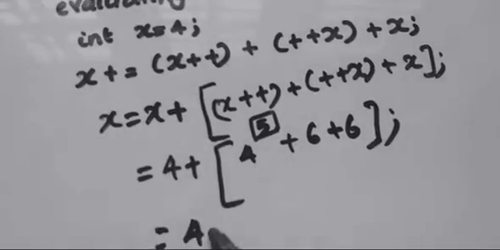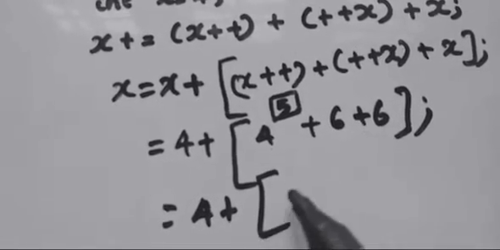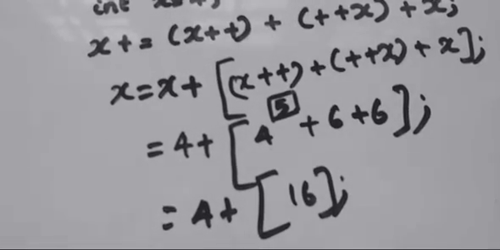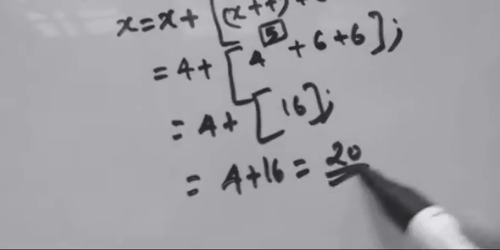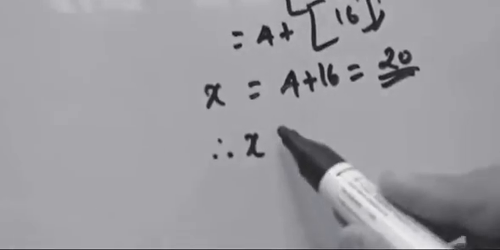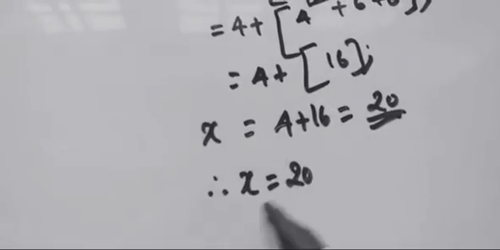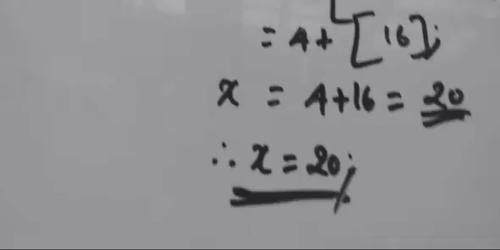Okay, so 4 plus, what is it? 10, 16. Okay, 4 plus 16 is 20. So therefore the value of x equal 20. So I hope this is clear for you.